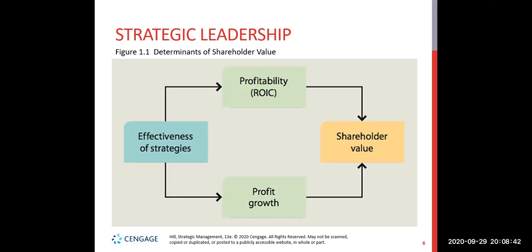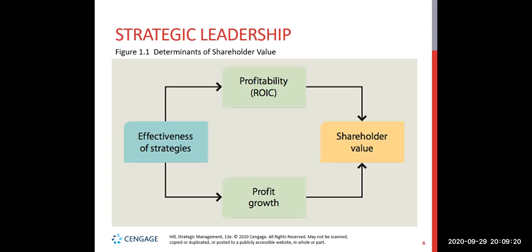If the effectiveness of the strategy is increasing the value for the shareholders, the owners of the company, and if your strategies are effective, then the companies remain in profit, and their profit also grows gradually over different time periods. So that increases the shareholder value. Let's talk about shareholder value for some time. When we talk about superior performance, it means that we are increasing the shareholder value.